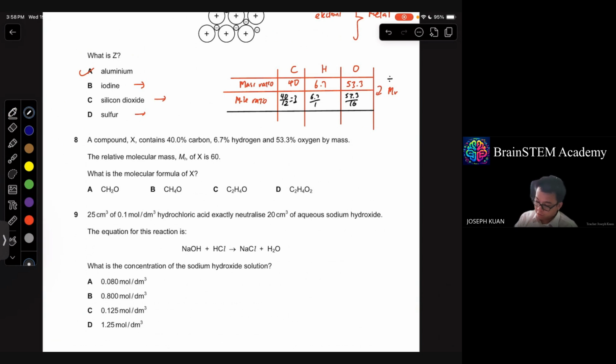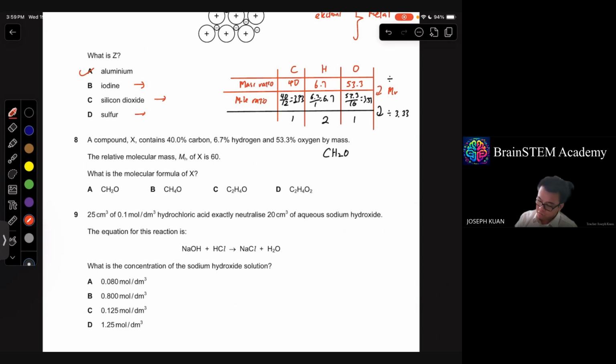The first one is 3.33, the second one is 6.7, and the third one is 3.33 as well. And then we have to find the simplest whole number ratio, which can be found by dividing by the smallest number, which is 3.33. So we get a 1:2:1 ratio. This is our empirical formula. CH2O is the empirical formula.